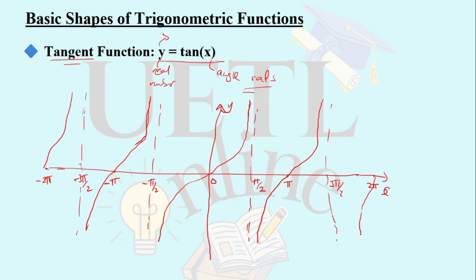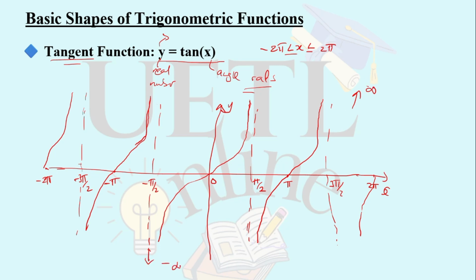Okay, so for this range, minus 2 pi to 2 pi, this is the graph. You just have to draw these little things. So this was the graph of tan. Now you can see that on the y-axis, it goes until infinity, and here it goes until negative infinity.